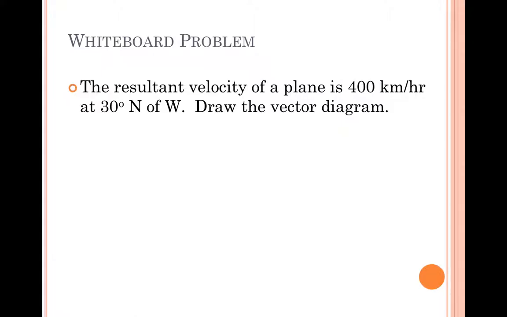Okay, let's think about this one. We have a plane that is maybe at 400 kilometers per hour and it's 30 degrees north of west. Then how's that going to look?